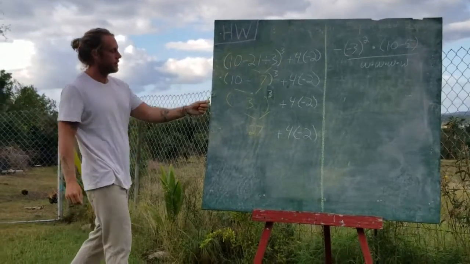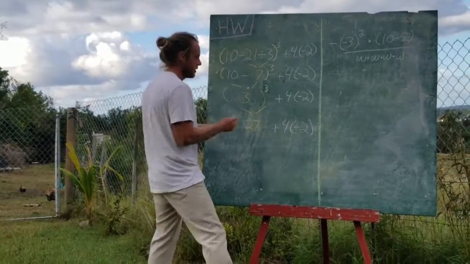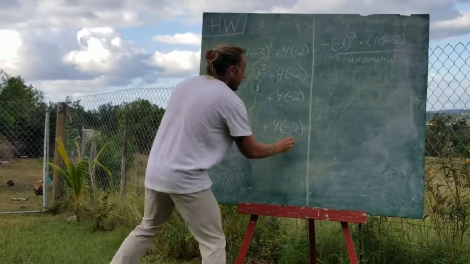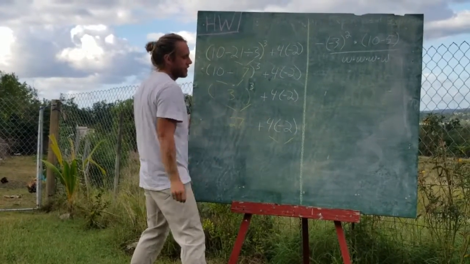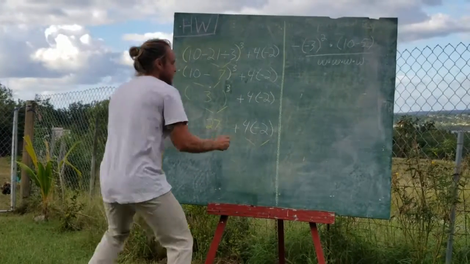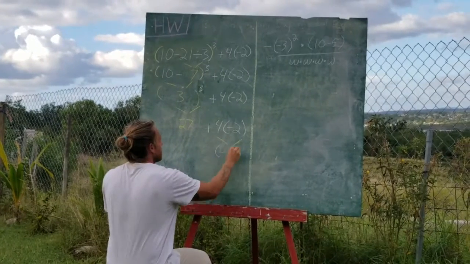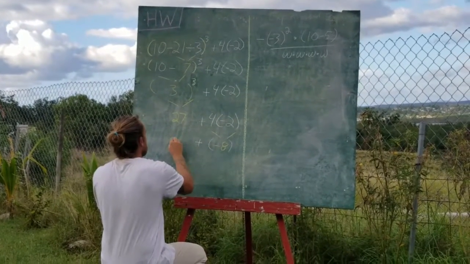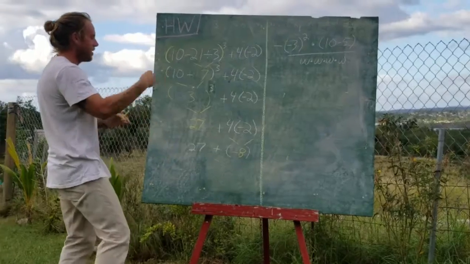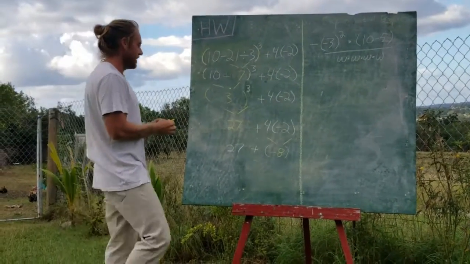All right. Multiplication before addition. Now remember, there's an implicit multiplication sign here: 4 times something in parentheses. So 4 times -2 is -8. We're getting close. Bring the rest down. 27 plus a -8 is 27 minus 8, which is 19.